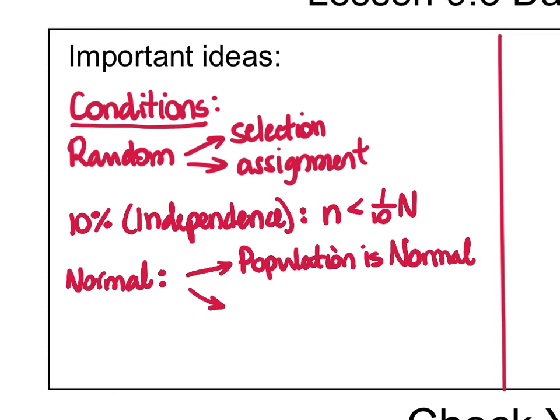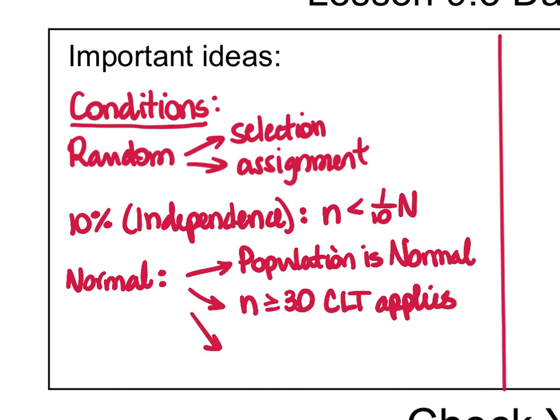The next one is if the sample size is at least 30, because then the central limit theorem applies. And last of all, if neither one of those two are met, what we can always do is graph the sample and make sure that there's no strong skew or outliers.